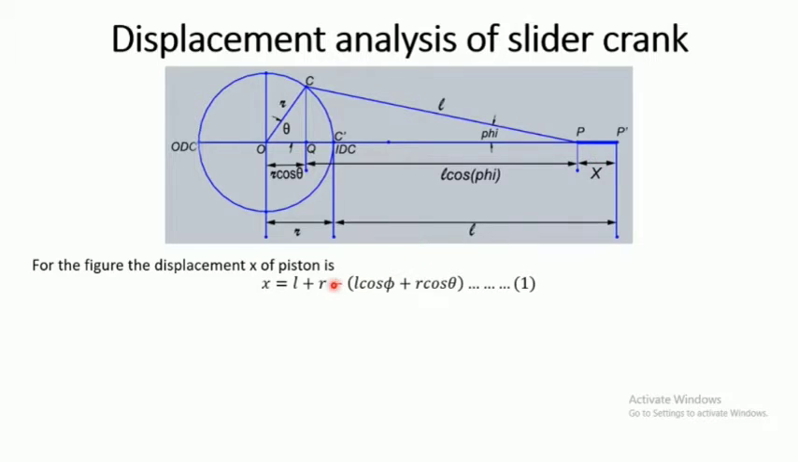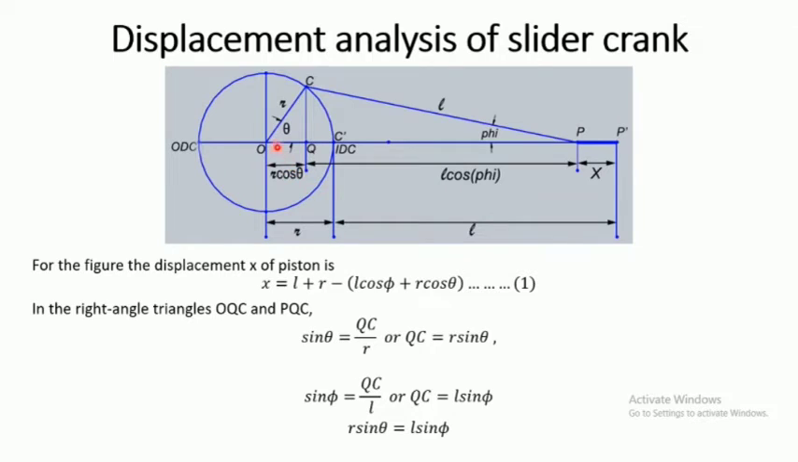Here we form an equation in which x is equal to L plus R, where L is the length of the connecting rod and R is the radius of the crankshaft, minus L cos phi plus R cos theta. Now we have two triangles which are equal: OQC and PQC.